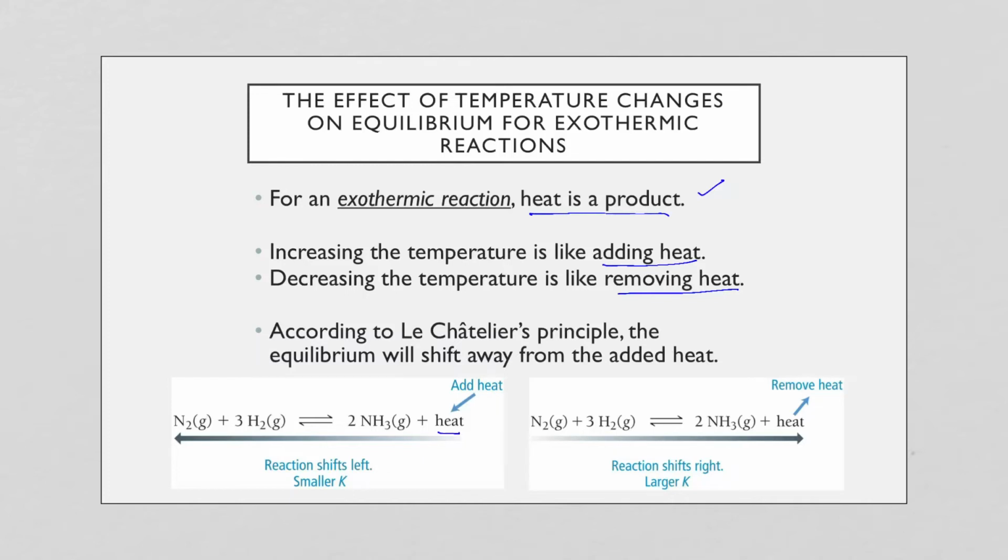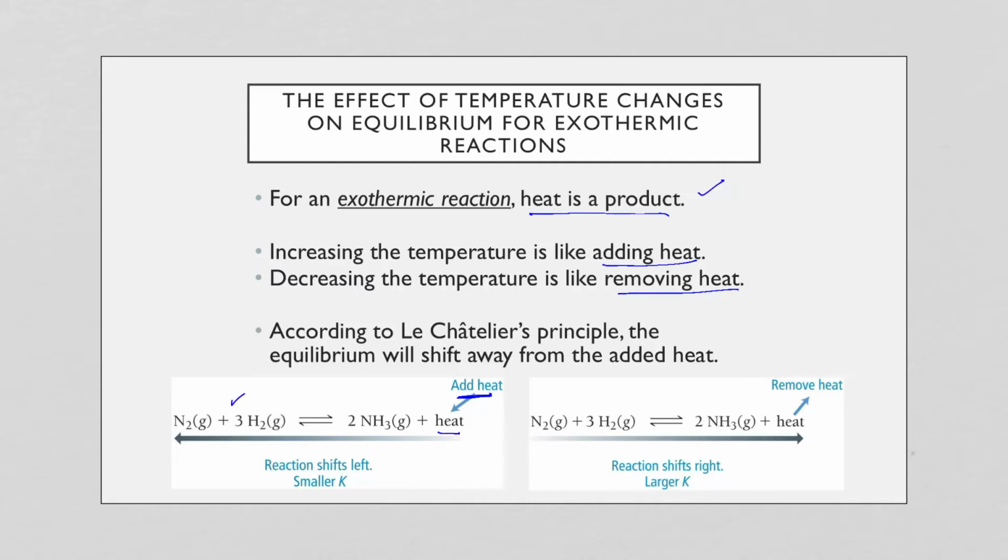So if I raise the temperature or add heat, that's like adding a product, and the reaction is going to shift toward the reactants. And so for an exothermic reaction, raising the temperature is going to push the reaction toward the reactant side.